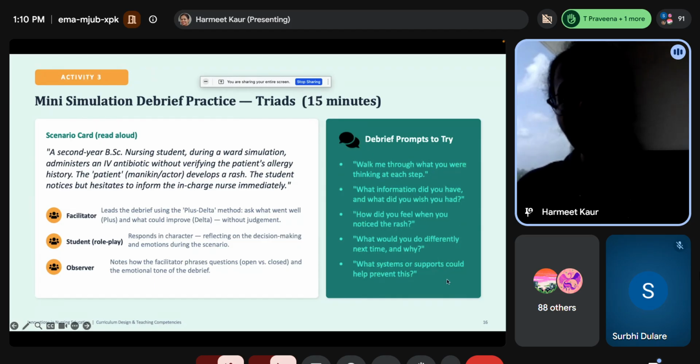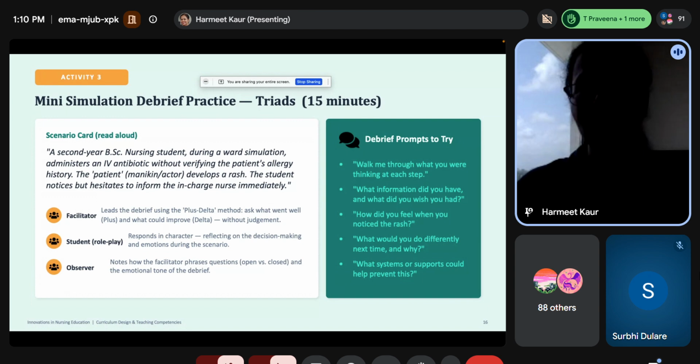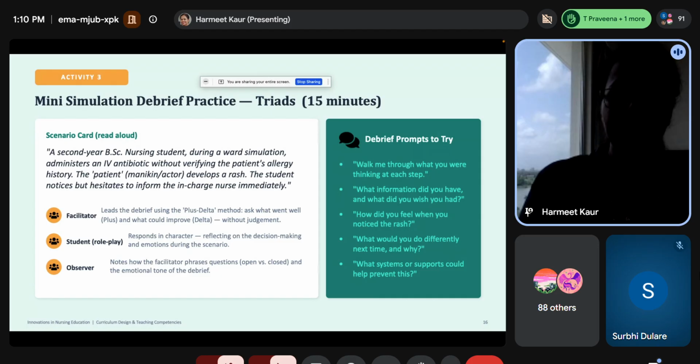What would you do differently next time and why? And what systems or supports could prevent this? Okay, so those questions, the answers that come from your students, you can actually help them to understand it in a better way, right?